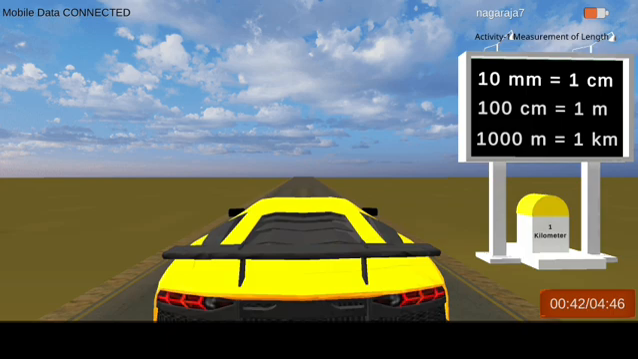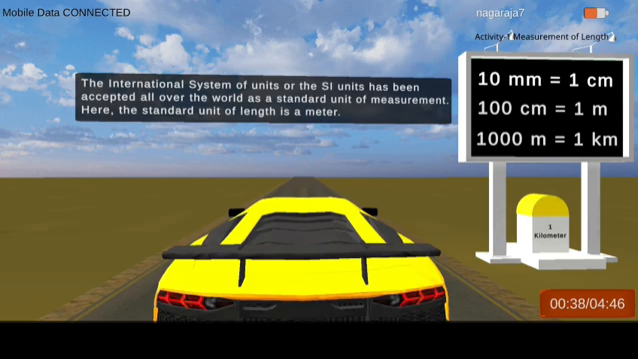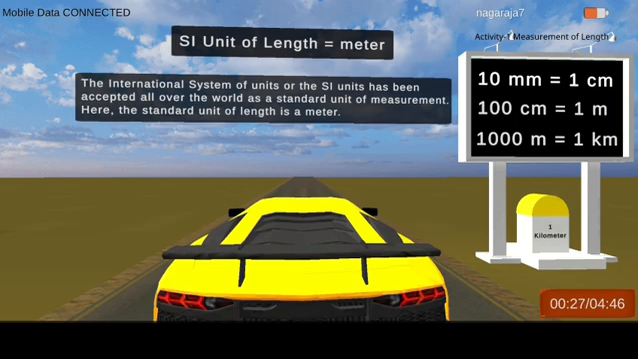And unit means the standard measure of a quantity. Nowadays, the International System of Units or the SI units has been accepted all over the world as a standard unit of measurement. Here, the standard unit of length is a meter.